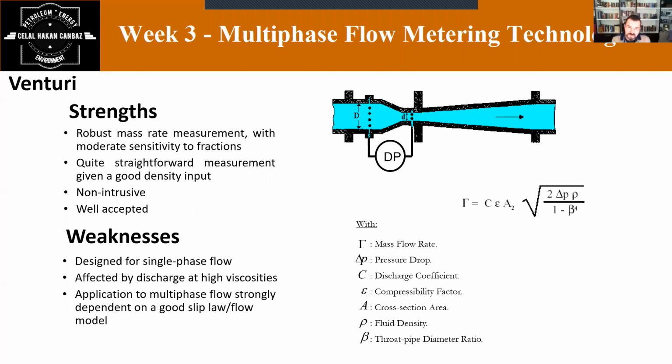But the weakness, it's designed for a single phase flow. When it passes to two phase, your errors on your rates are increasing. You are starting to see more fluctuations. Okay, more fluctuations. It is affected by discharge at high viscosities. Viscosity is still a problem here as well. Application to multiphase flow is strongly dependent on a good slip law flow model. Okay. These are the characteristics of the Venturi device for multiphase metering.